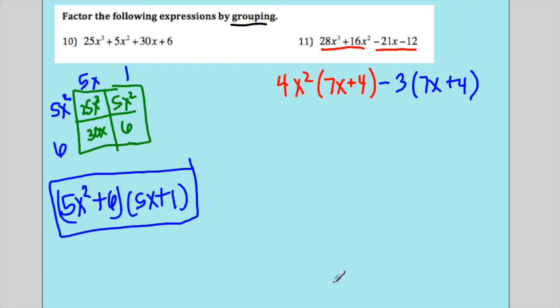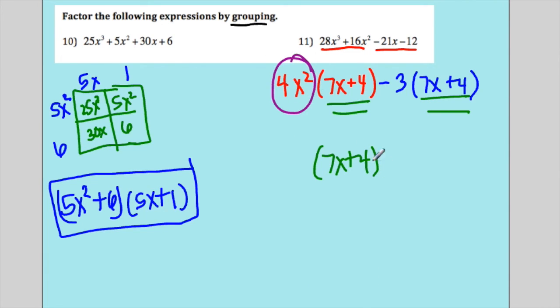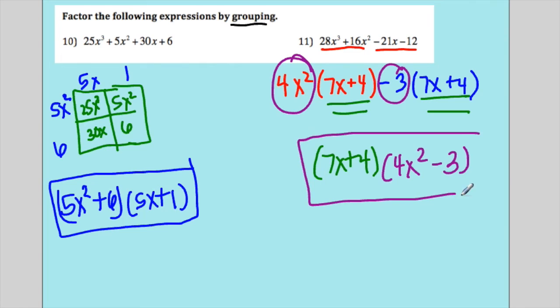Then there's something very nice that should happen. And if it doesn't, it means you made a mistake most likely. Notice how this is exactly the same. Okay, so we have 7x plus 4. That is one of our factors. And then whatever is left, 4x squared minus 3, that is my other factor. Okay, so there it is, done using grouping.